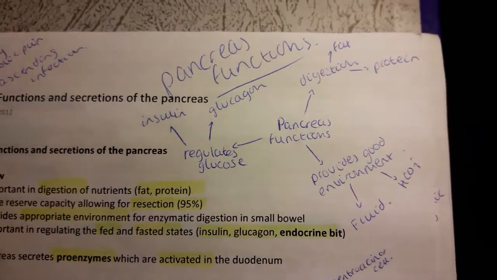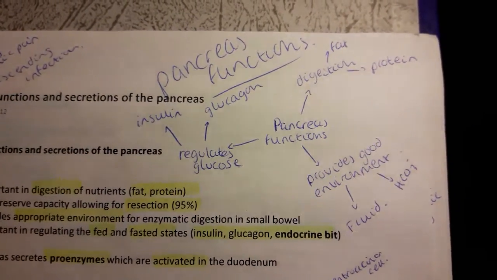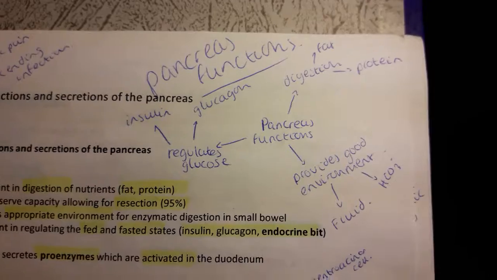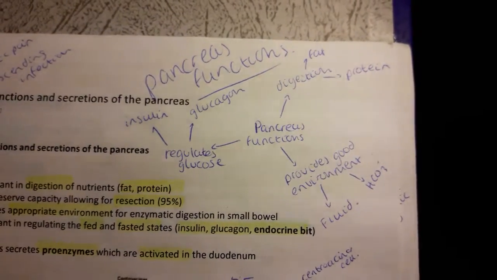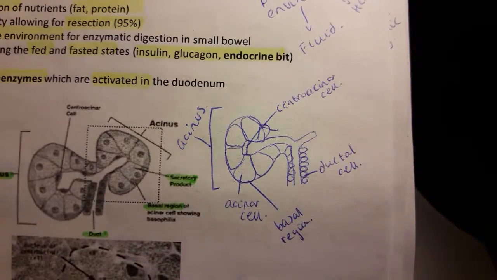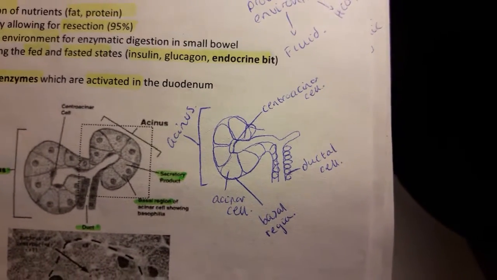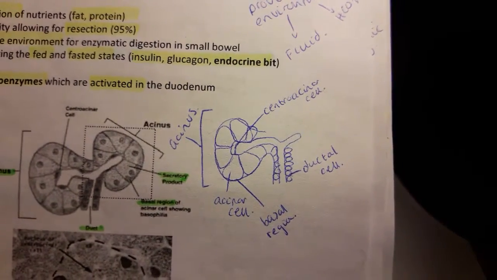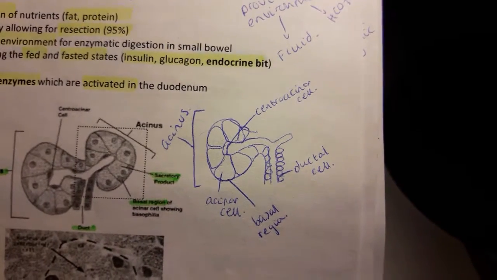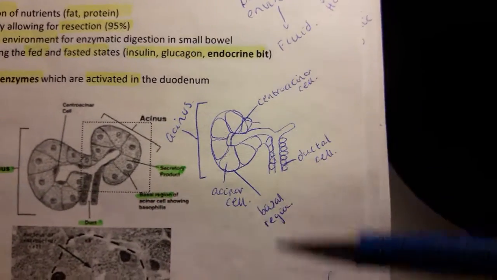So, functions and secretions of the pancreas. Let's have a quick summary of what we've covered so far. We looked at the pancreas functions, the main functions being digestion and to provide a good environment. The structure of the pancreas, with the acinar cells forming the acini, and the lobules with the central acinar cells, the ductal cells lining the ducts.